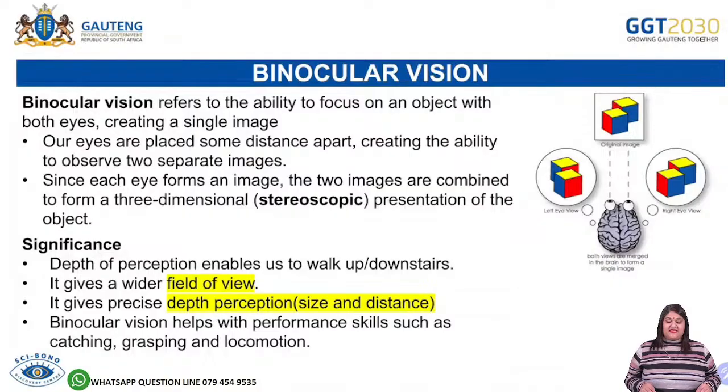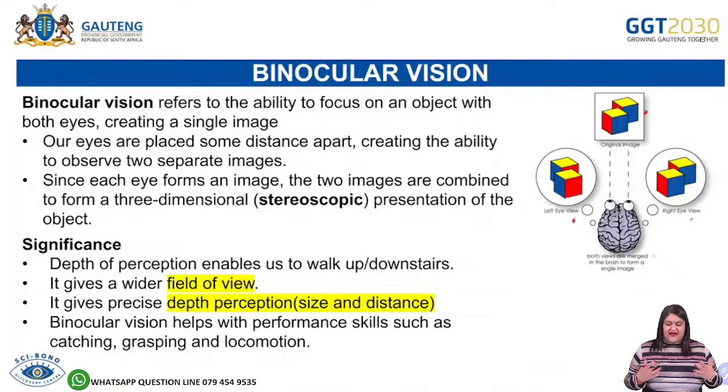Our eyes are placed some distance apart, creating the ability to observe two separate images. Since each eye forms an image, the two images are combined to form a three-dimensional stereoscopic presentation of the object. So let's look at the picture. This is the original object. Our left eye is able to see it in a specific view, and our right eye in another view. Both views are merged in the brain to form a single image. How amazing is that?